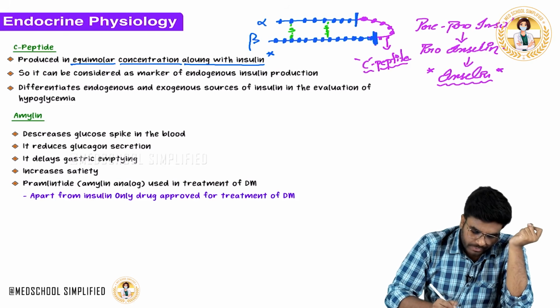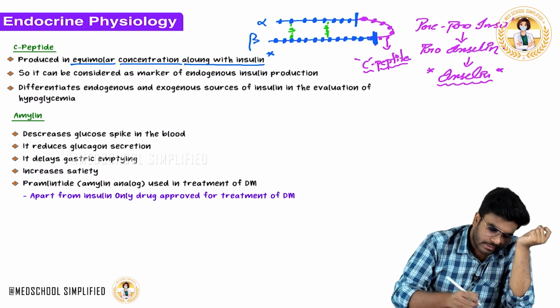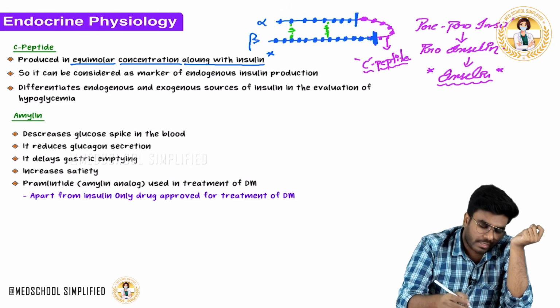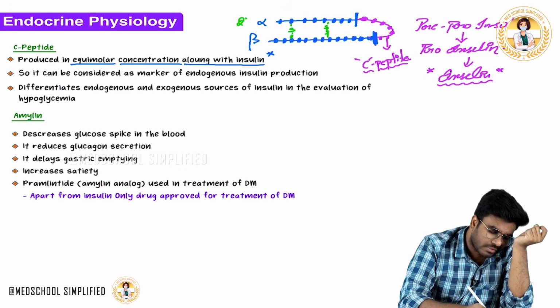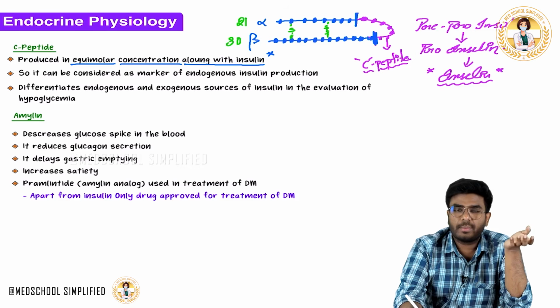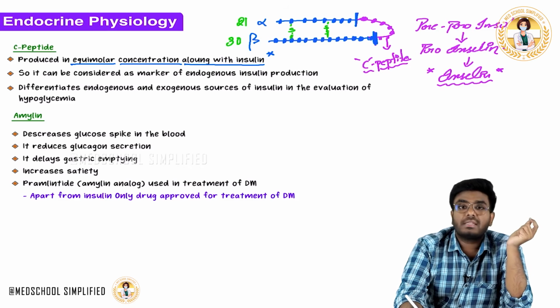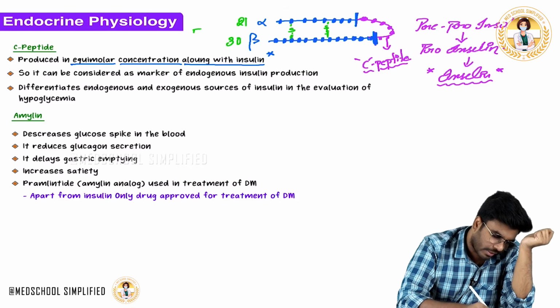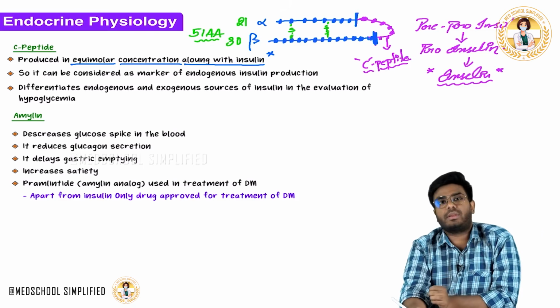Some more important points if you want to know. This insulin is made up of an alpha chain and a beta chain. The alpha chain has 21 amino acids and the beta chain has 30 amino acids. In total, there are 51 amino acids in insulin. These are some important points.